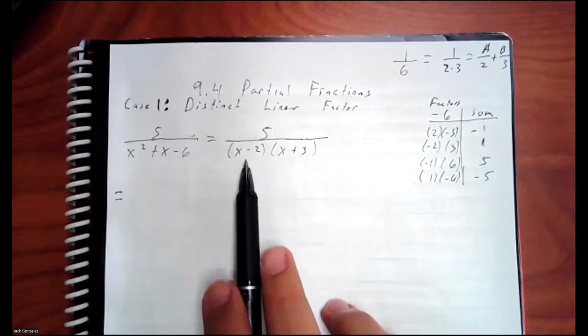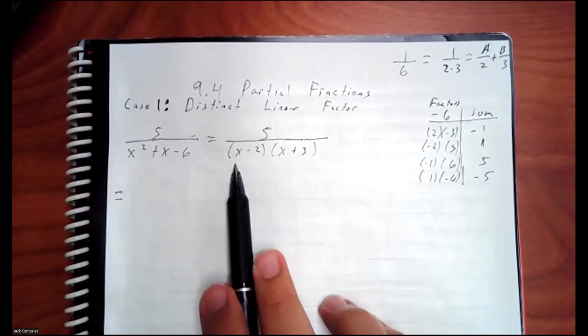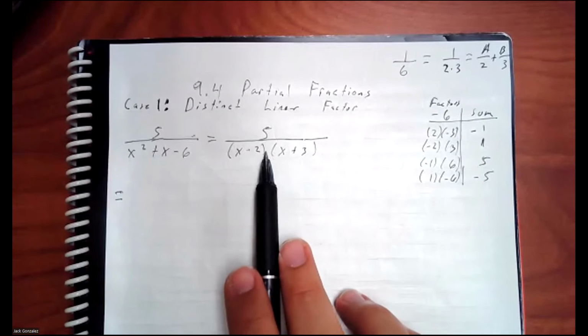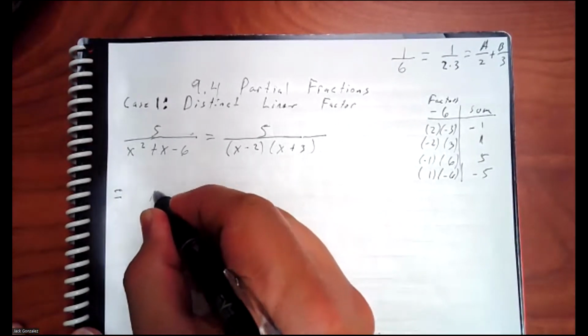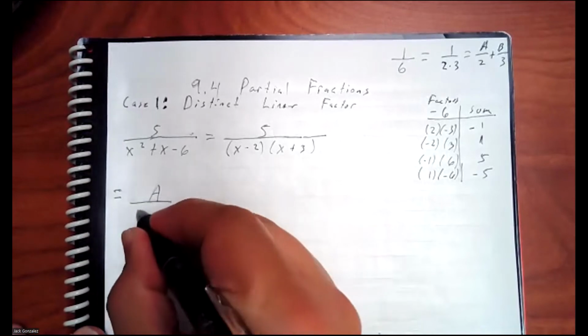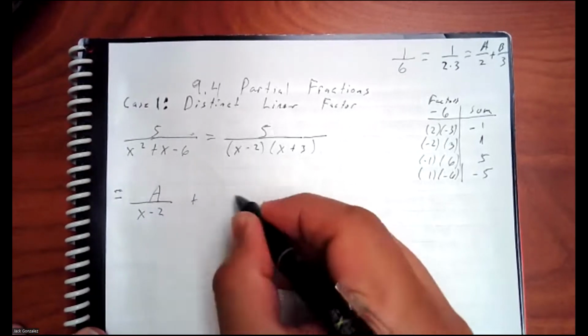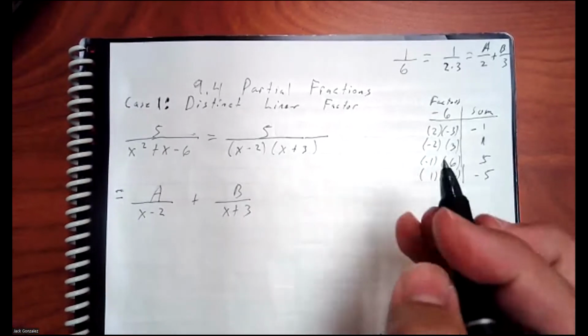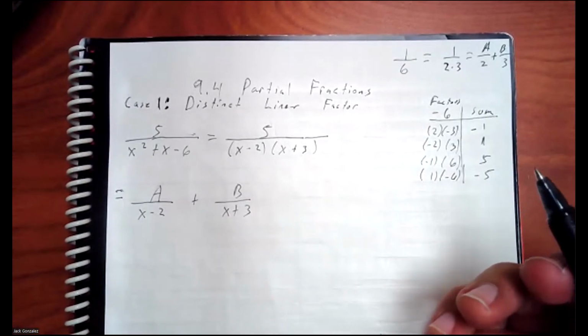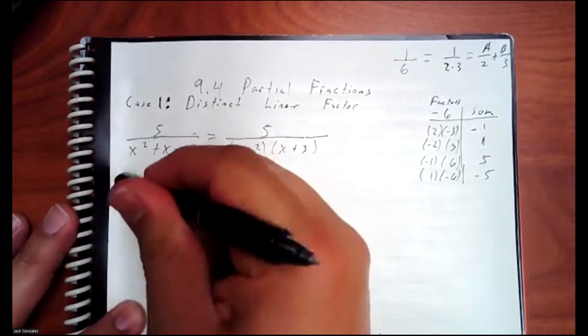Okay, so these are linear factors, right? There's no powers on them. It's assumed to be a power of 1 on both. So the rule is that you can put A over the first one plus B over the second one. So this would be the setup. Okay, you know what? You write it all together.